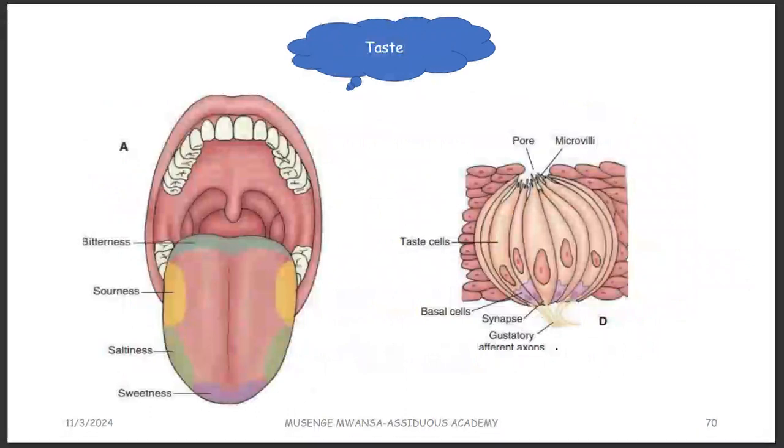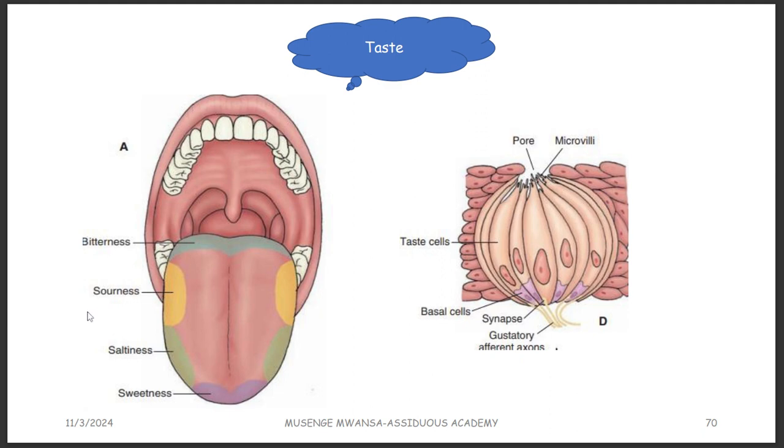For taste, the only thing that I want to mention is that taste sensations are picked up at different regions: at the back of the tongue, bitterness; at the front, the tip, sweetness; and on the sides you can see saltiness and sourness. But this doesn't mean they are different receptors picking up these sensations. The only difference is the concentration of the receptors in these different regions.